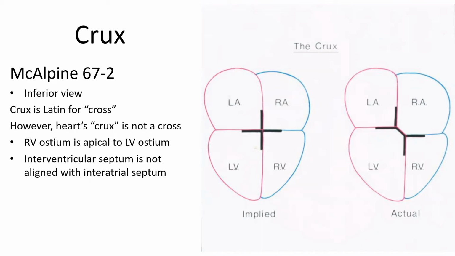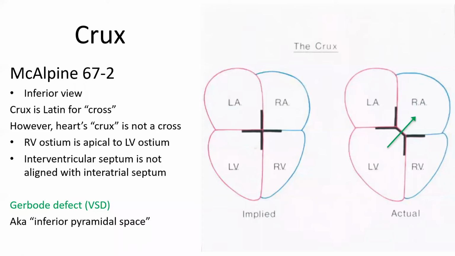And the interventricular septum is not aligned with the interatrial septum, so it makes this kind of dog leg shape. And this opens up the possibility of communication between the LV and the RA, which is the 5th type of VSD called the Gerbode defect. And as I show later, the AV bundle will come up, cross over the crest of the muscular septum, and cross into the left ventricle through this area. And sometimes this potential space where these 4 chambers meet is called the inferior pyramidal space.